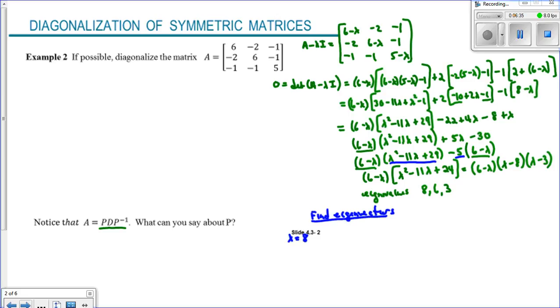Going back up here to this matrix, I'm going to use lambda equal to 8, and this becomes minus 2, minus 2, minus 1, minus 2, minus 2, minus 1, minus 1, minus 1, and negative 3. Then I'll row reduce. Remember, we're solving the equation where this matrix times x equals 0, so think about having an augmented matrix where that last column is 0.